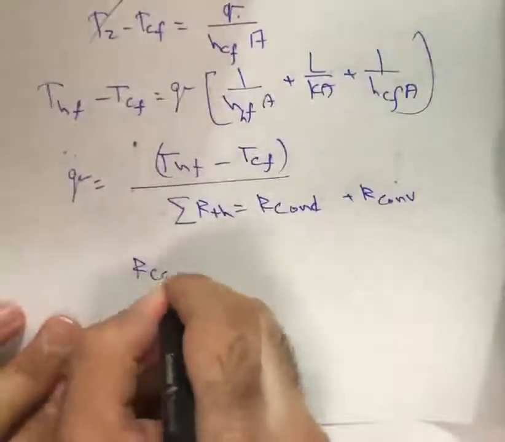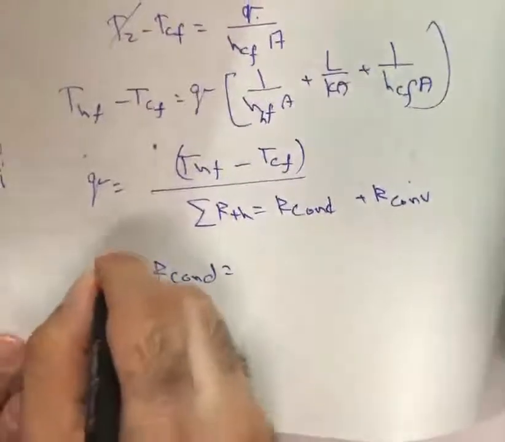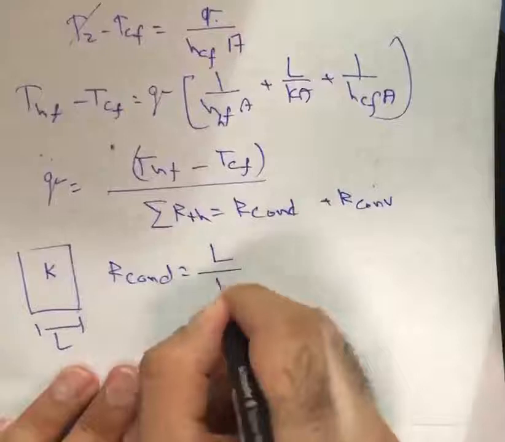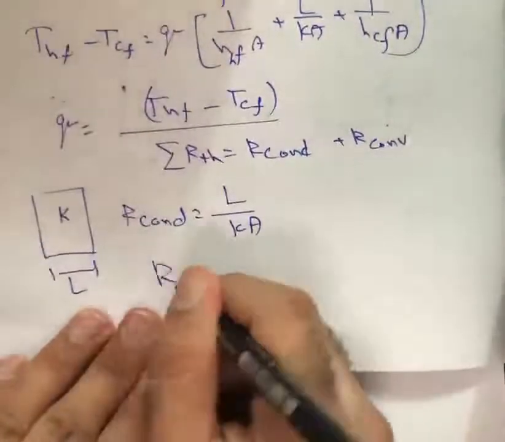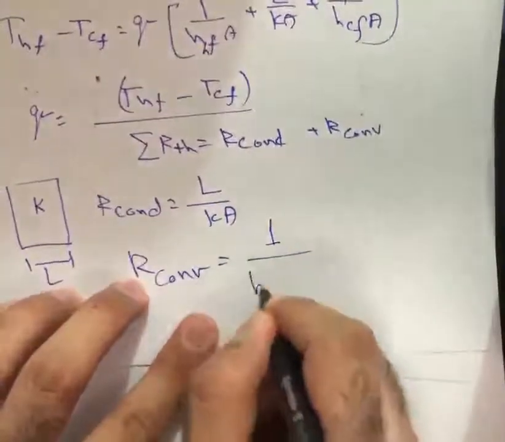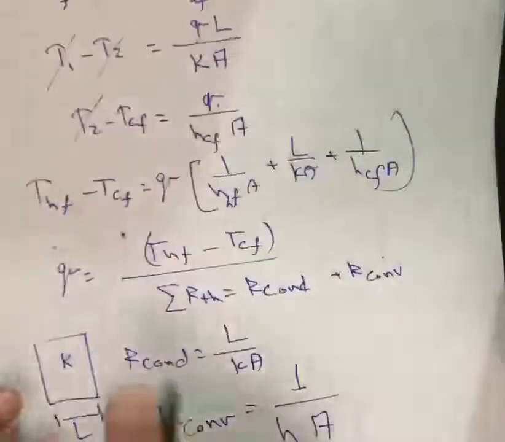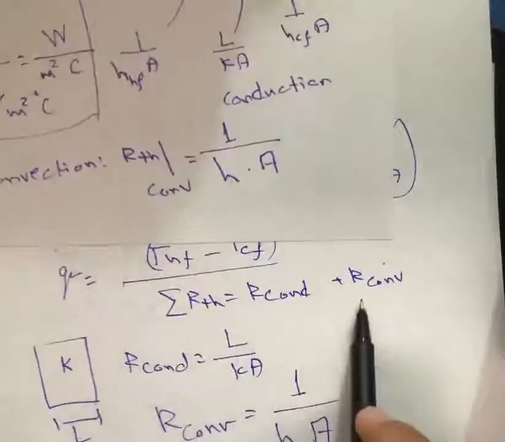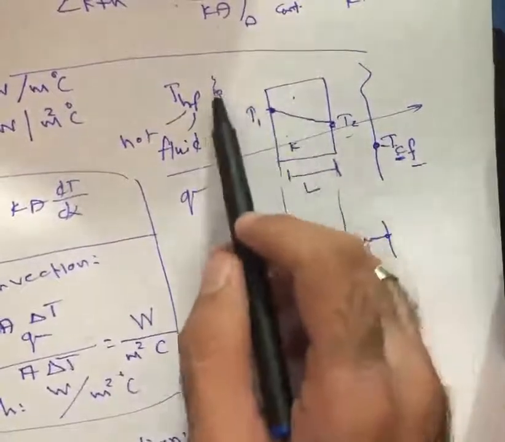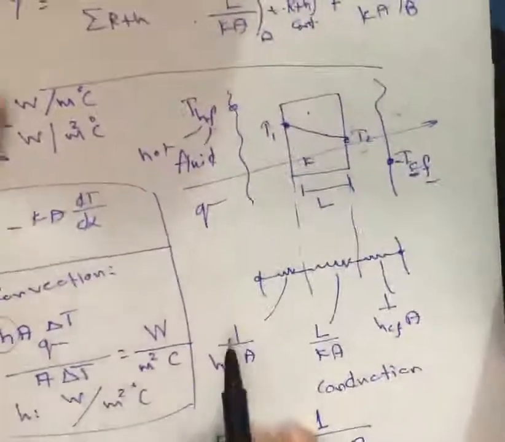The resistance of the conduction, which applies for a plane wall that has some thickness and some thermal conductivity, is L divided by kA, while the resistance of the convection is 1 divided by the heat transfer coefficient multiplied by the area. In this way, we develop the heat transfer if we have a fluid layer attached to the solid material. This formula is valid if we have a solid material with two fluid layers attached on both sides. I hope that this is clear.